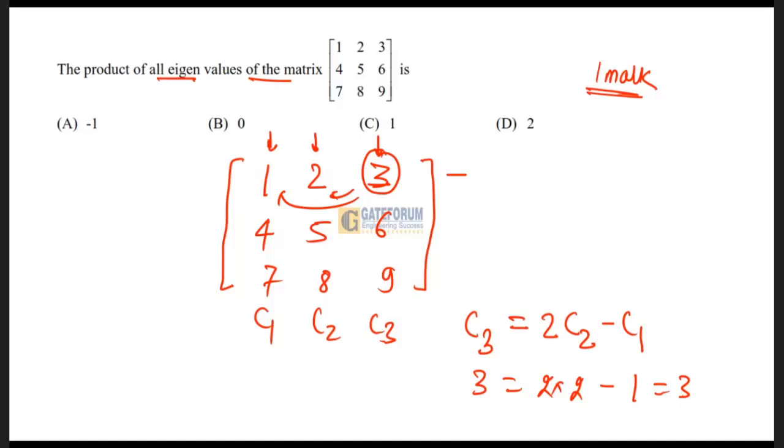The rule is that whenever we have linear dependency in our matrix, the determinant is 0. Thus the product of all eigenvalues will be 0. So using this simple rule, since there is linear dependency in our matrix, the determinant is 0, and the product of all eigenvalues will be 0. Option B is the correct answer for this GATE question.